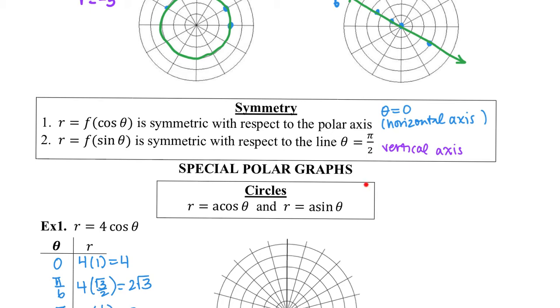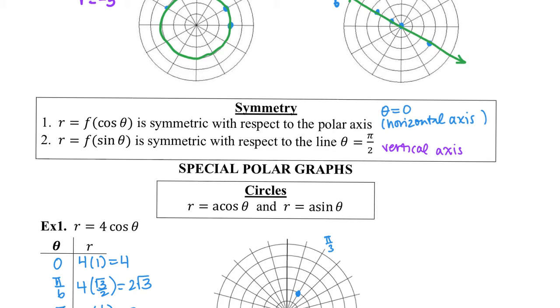So where's pi over 3? This is pi over 6, 2 pi over 6, 4. So this is the pi over 3 line up here. R is 2, so 1, 2 is going to be up here. Okay, let's see. Let me plug in pi over 2. Cosine of pi over 2 is 0. 4 times 0 is 0. So at pi over 2, I'm at 0.